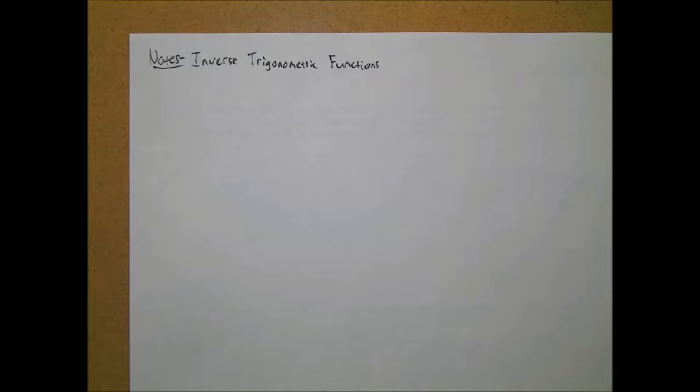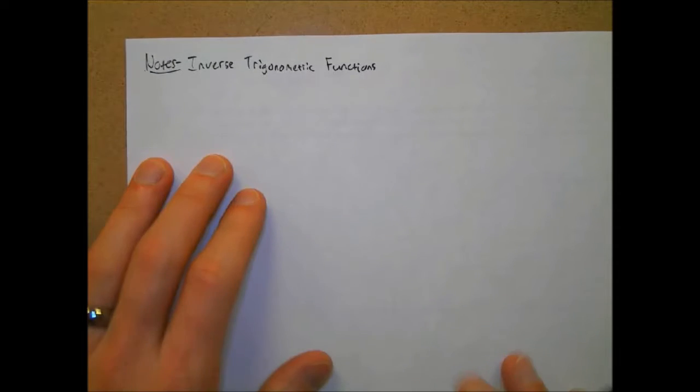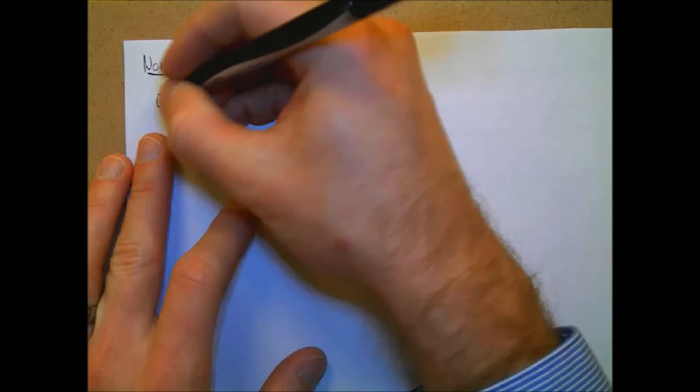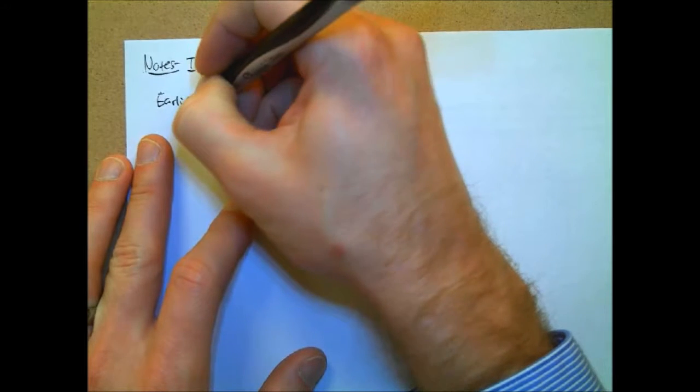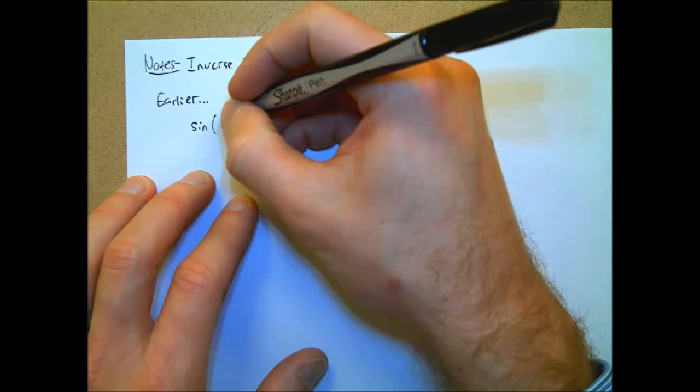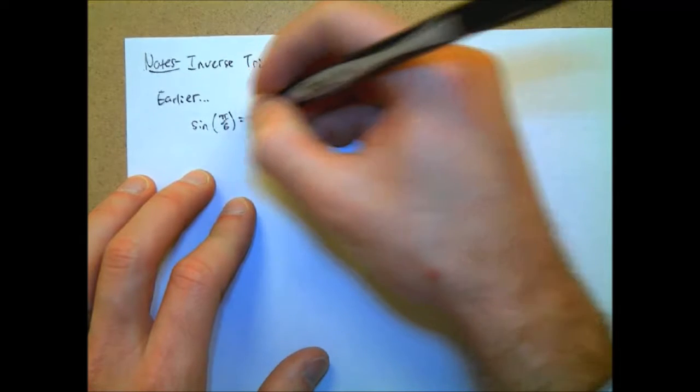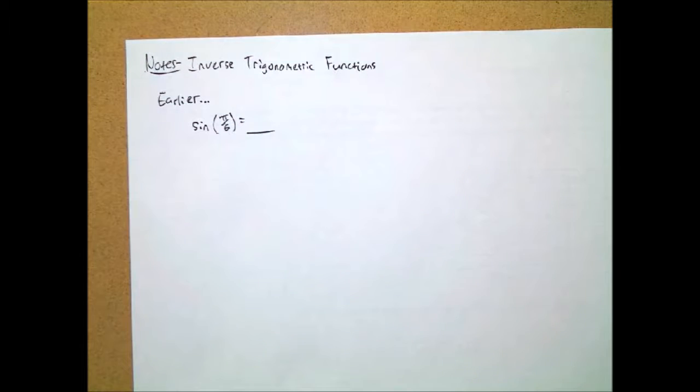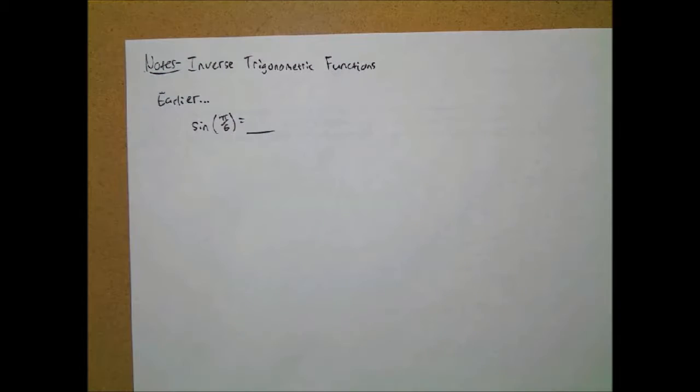So in the past, earlier, we did something like this: sine of, let's say, pi over 6 is equal to, and then we had to fill in a blank. What is the sine of pi over 6? That's what we were trying to evaluate. In other words, we were given an input for sine, sine evaluated at that radian measure pi over 6, what is the ratio? So the input was a radian measure or an angle, and the output, our answer, was going to be some ratio.